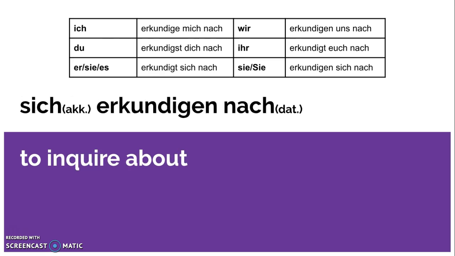Ich erkundige mich nach. This comes from sich erkundigen nach. Sich being accusative reflexive, and then we have the preposition nach requiring the dative case. So another regular one, to inquire about, whatever you're inquiring about comes after nach in the dative case. Just remember that you need to have your reflexive as well, that matches the subject. So the rest of them are du erkundigst dich nach, er/sie/es erkundigt sich nach, wir erkundigen uns nach, ihr erkundigt euch nach, und sie erkundigen sich nach.